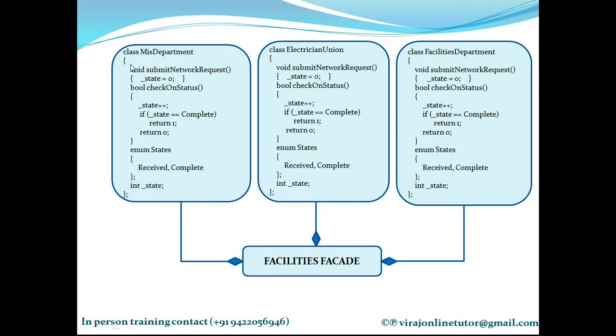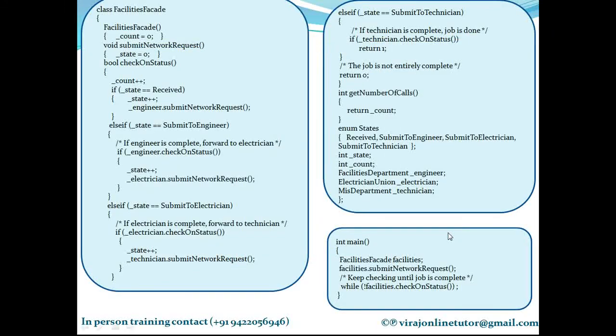So the miscellaneous department will handle the request on its own, based on different states through which it has to go. The electrician union will handle this request on its own based on different states it has to go through inside that department. And the facilities department will solve the request on its own by going through different states inside that department. And now that I have different subsystem classes, I have a facilities facade which will act as my controller.